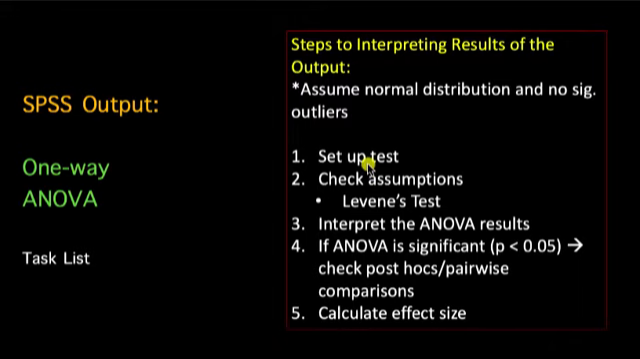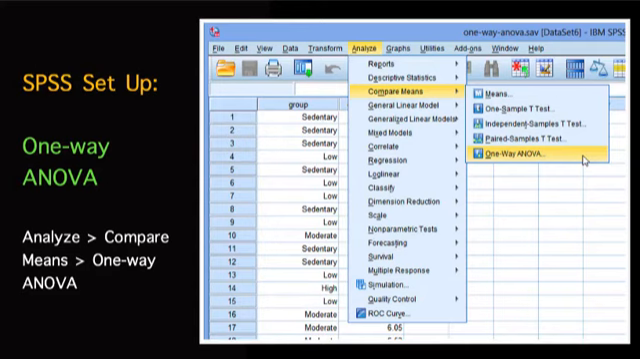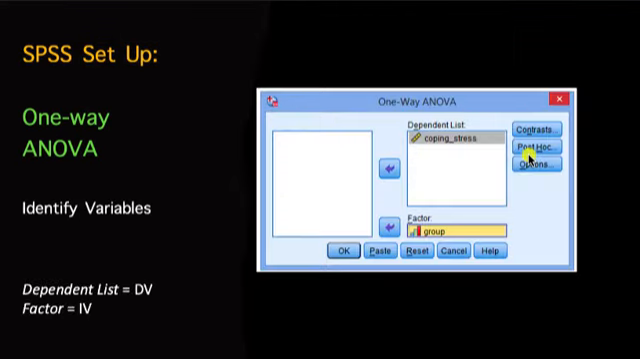The first step is going to be actually setting up the test, and everything else that follows is going to be included in the output. So to set up a one-way ANOVA, we're going to go to Analyze, Compare Means, and then there's a one-way ANOVA. That's pretty simple. From there, we can identify our variables. So typically variables will be included in this box on the left, and then you would just sort your dependent variable into the dependent list box and the independent variable into the factor box.